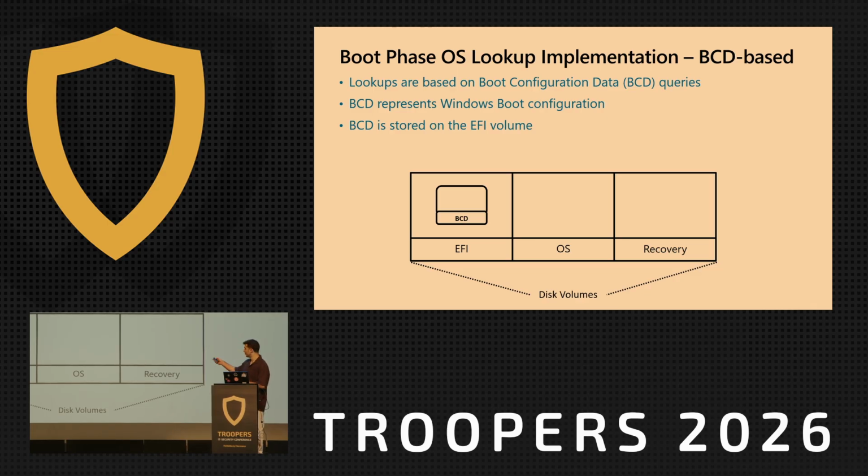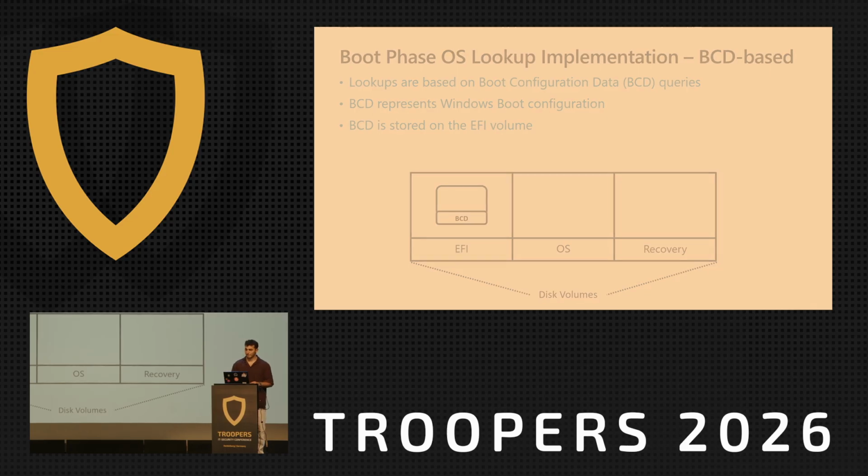As you can see on the monitor, this is the typical volume layout on a Windows machine. BCD is on the EFI volume. The middle volume is the OS volume, which is encrypted by BitLocker. And then we have the recovery volume, which is where WinRE gets written from. So BCD is on the EFI.